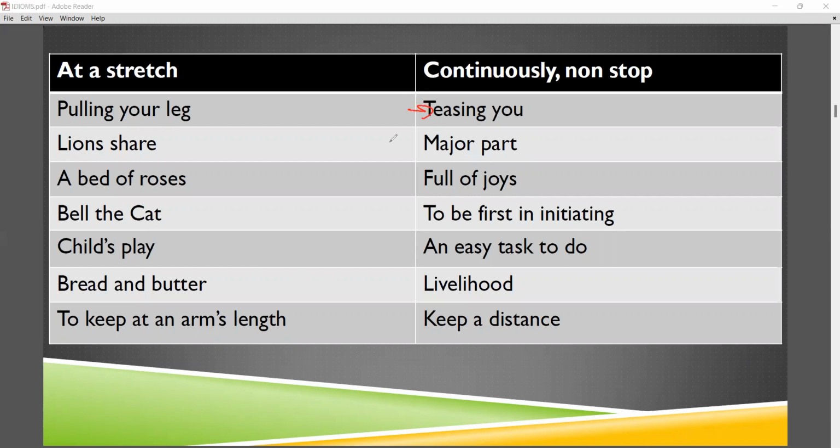Teasing part. Now a bed of roses, so we do use this. Life is not always a bed of roses. So full of joys, but it has its own sorrows.